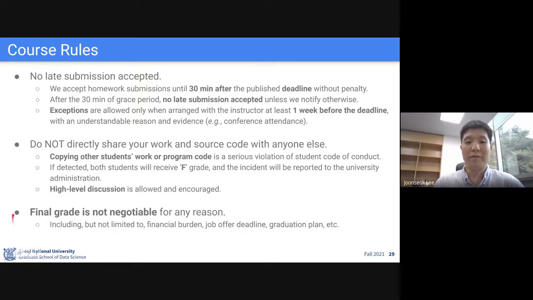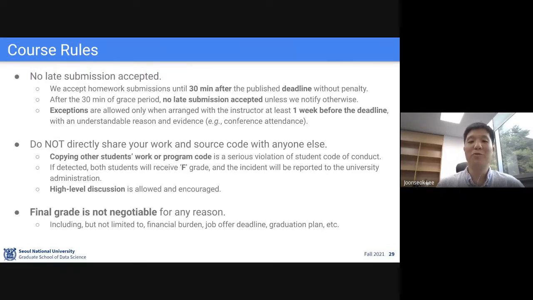And the final grade will not be negotiable for any reason. So please think of the final grade as just the deterministic function of your individual scores of the exams and the homeworks and the projects. I will show the formula in the later slides. But the final grade is not something that I give you from my decision. It's just that the grading criteria is already decided, and it's just a deterministic function. And I just follow that rule to decide your final grades.